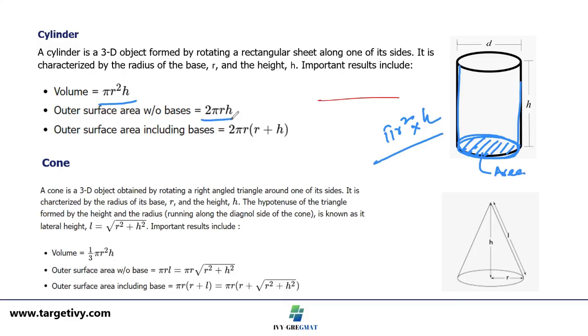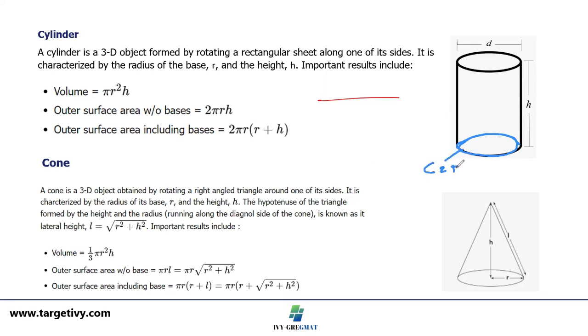Outer surface area is actually the circumference, which is 2 pi r as the circumference of a circle, into the height. So 2 pi r h. This is the outer surface area, only the outer surface area. But if I add up these two areas, one at the bottom and this one, then something else happens. 2 pi r multiplied by r plus h.